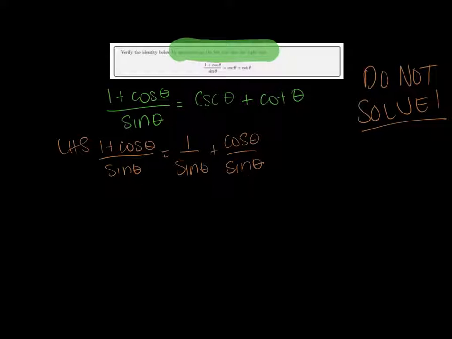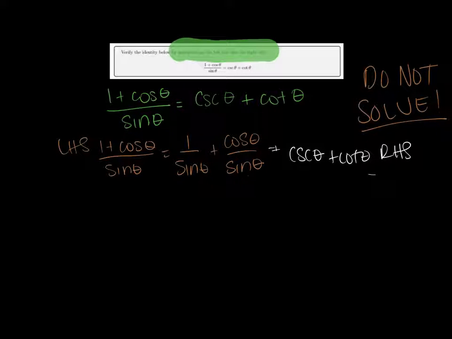Now, notice that since my goal is to get cosecant theta plus cotangent theta, I kind of already have that. This equals 1 over sine theta, which is cosecant theta, and cosine theta over sine theta, which is cotangent theta. So this is the right-hand side of my identity.